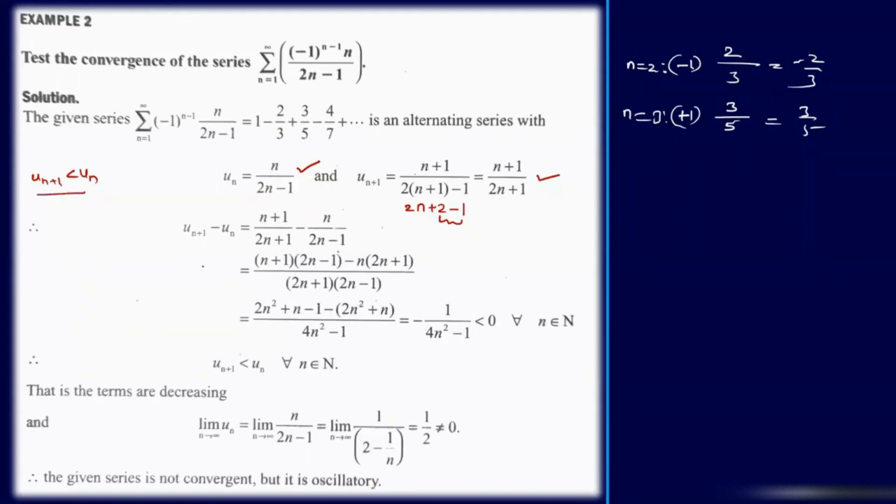To get this, let me take the difference of those two: u(n+1) minus u(n). So u(n+1) is n plus 1 divided by 2n plus 1, minus the nth term u(n), which is n divided by 2n minus 1. Now, to simplify this, we take the LCM. The product of these two comes in the denominator, 2n plus 1 into 2n minus 1. By cross multiplication, n plus 1 into 2n minus 1 minus n into 2n plus 1. Then we get this term. Now to simplify this, n into 2n.